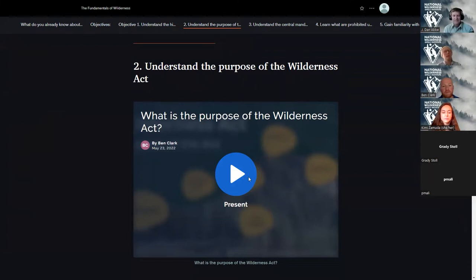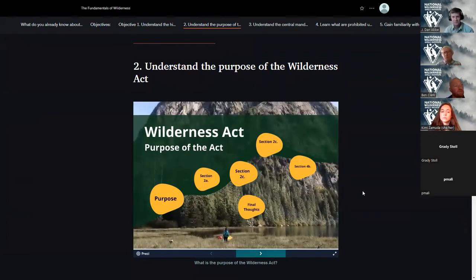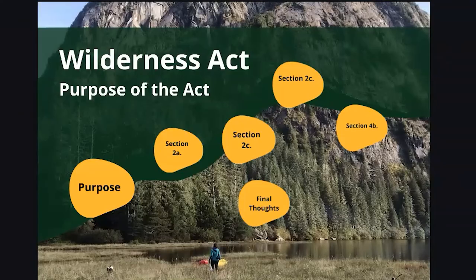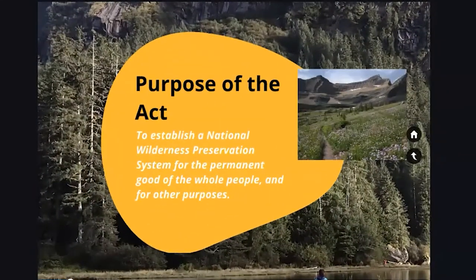We've talked about, in that great waterfall timeline that Ben presented, what led up to and inspired the Wilderness Act. And in the first, I call them lily pads here, in the purpose, this very first one, we think about the title: an act to establish a national wilderness preservation system for the permanent good of the whole people and for other purposes. So it's meant for people, but there's much more to it than that. And we'll get more into detail about that here in just a second.